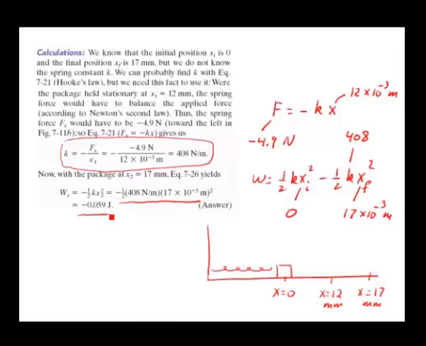Now what would happen if we took the same slab of bologna, the package, and instead of cutting it perpendicular to its length, how much work does the spring do on the package during displacement? The work is negative 0.059 joules. Next.